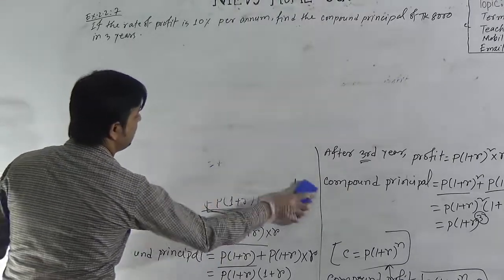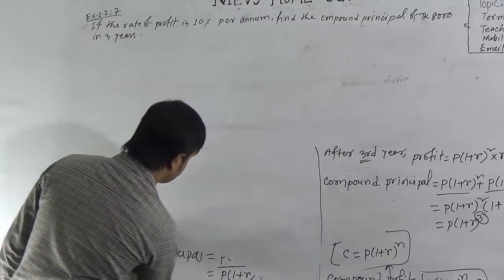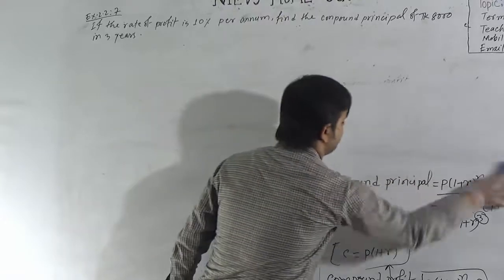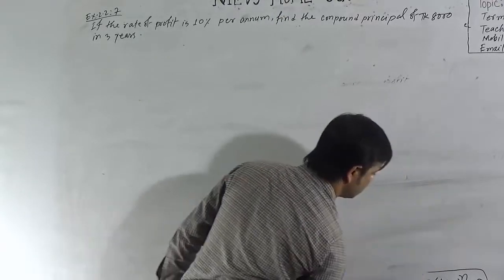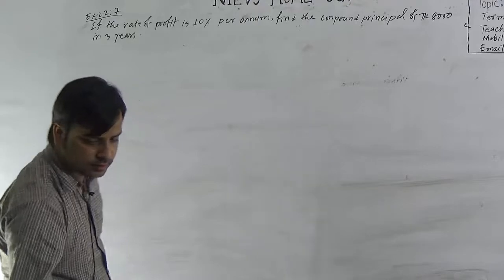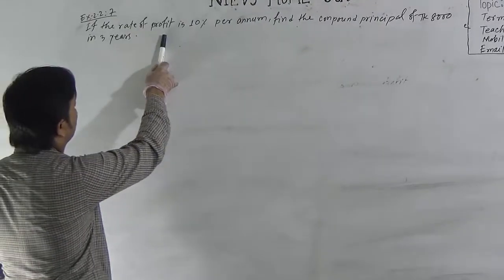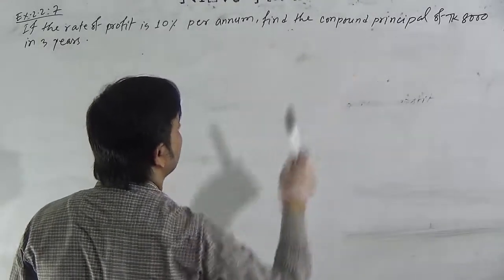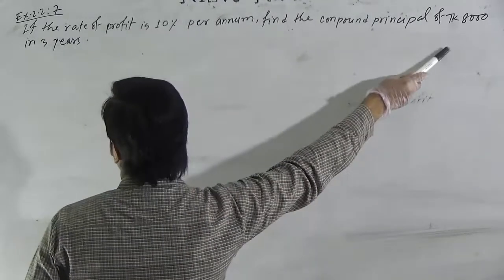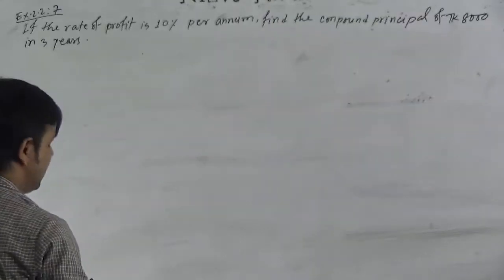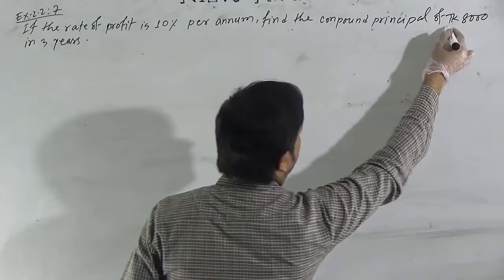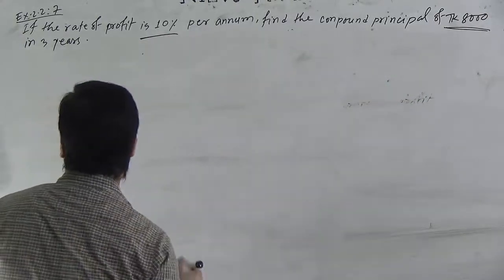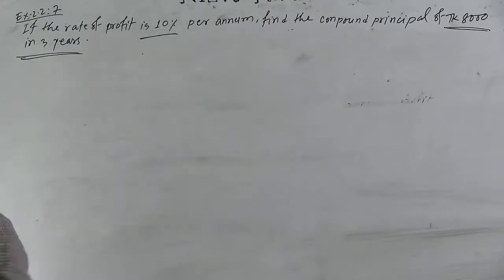Let us solve the question. Question is written here. See the question. If the rate of profit is 10% per annum, find the compound principal of taka 8,000 in 3 years. It means that here the principal is taka 8,000 and rate of profit is 10% and time is 3 years.